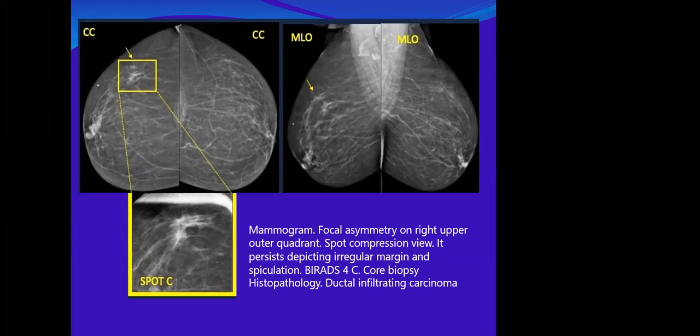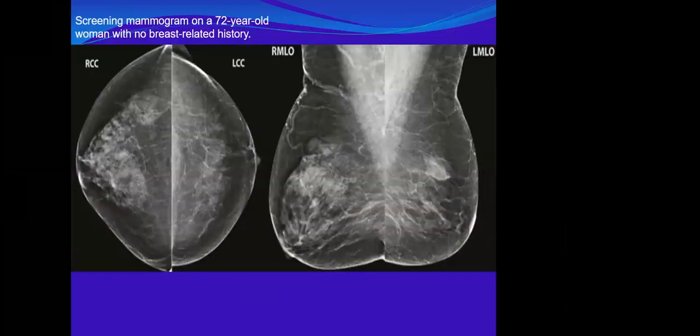So this is a focal asymmetry. We said most of the time it is an island of breast tissue, but it still can represent infiltrating ductal carcinoma, so we have to be aware. And if you look at the standard view, it is not so impressive that it represents a cancer. So it is a subtle presentation of cancer. However, it is more impressive on spot compression.